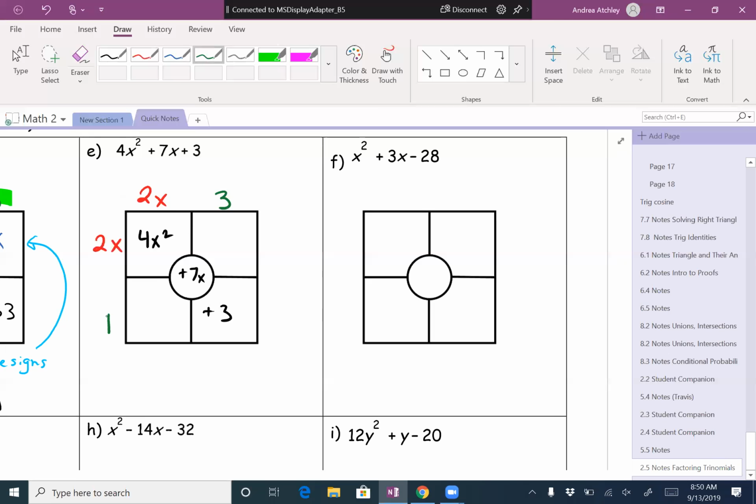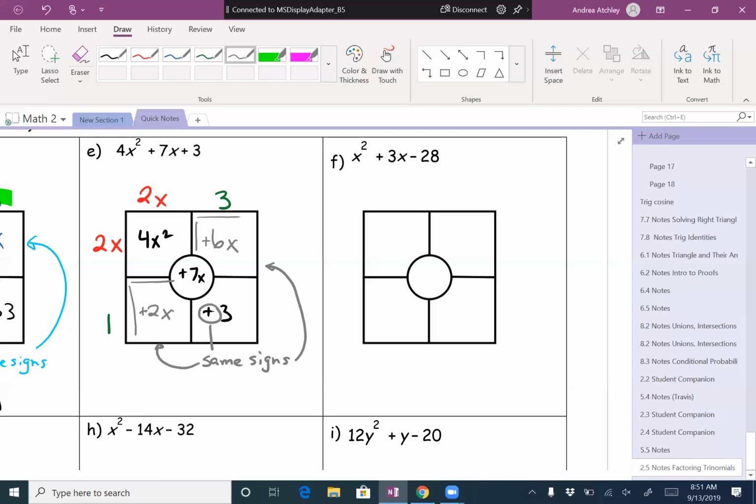Now we check our work. 3 times 2 is 6x. 2 times 1 is 2x. This is a plus sign. Again, it's the same signs, and these are both positive because the middle term is positive. Is 2 and 6 7? No, it didn't work. It's not always going to work the first time, and that's okay.